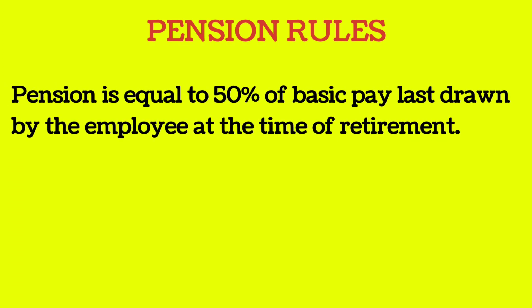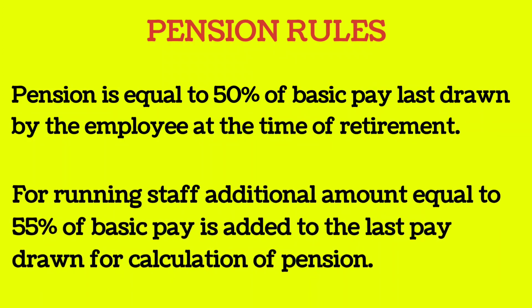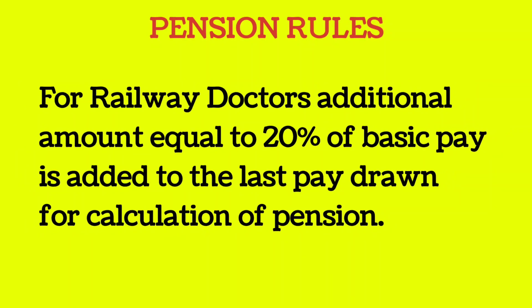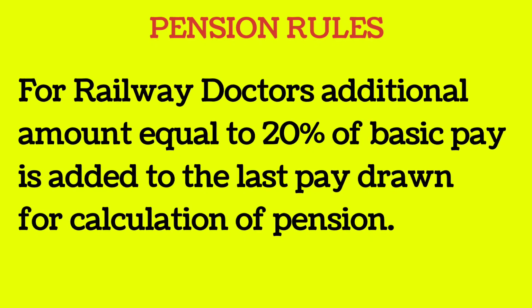Pension is equal to 50% of basic pay last drawn by the employee at the time of retirement. 50% of the basic pay, but in case of running staff, an additional amount equal to 55% of basic pay is added to the last pay drawn for calculation of pension. So it is exclusive for running staff. Some more facts on pension rules. For railway doctors, an additional amount equal to 20% of basic pay is added to the last pay drawn for calculation of pension.